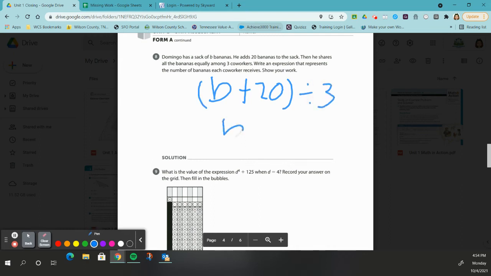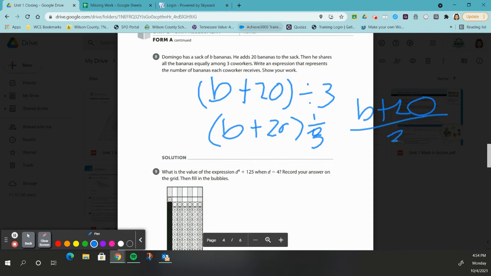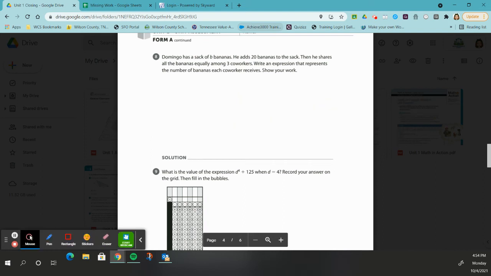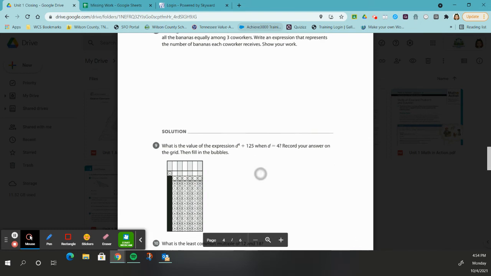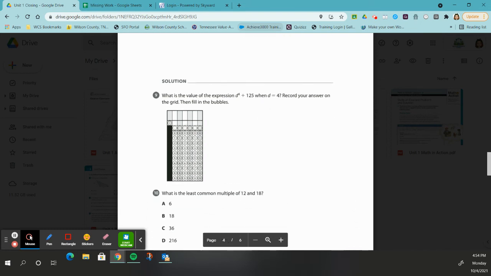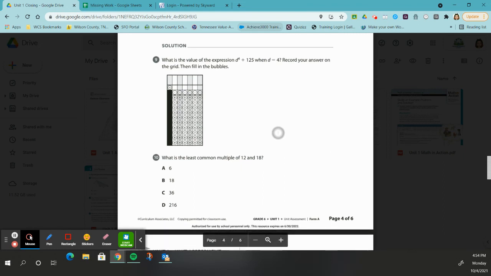There are different ways for you to write this. Or you could even do B plus 20 divided by 3. So there are all kinds of ways that you can write your answer, but that is the expression. And since it said write an expression and not evaluate, that's as far as you go with that problem. You're not evaluating to find a solution.